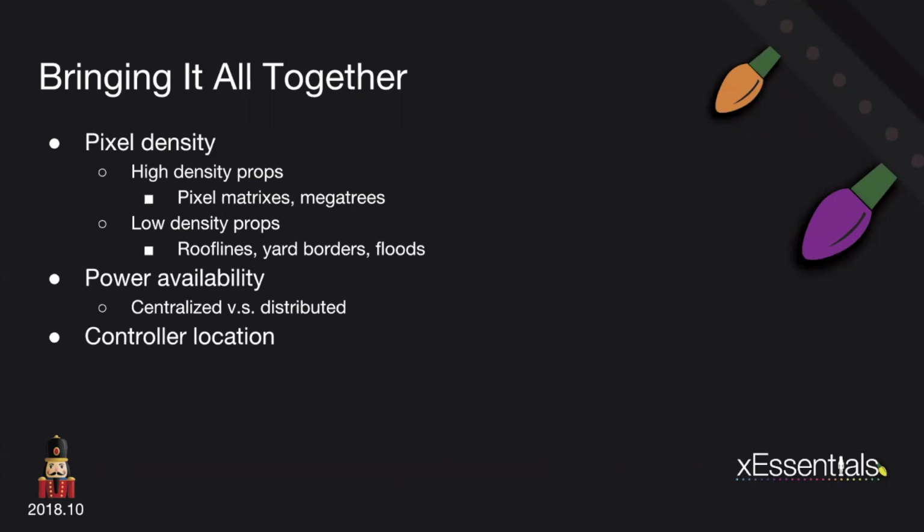Likewise, controller location. Does it make sense to have it more distributed? Do you want to have individual controllers for your collection of kit out in your display? Or do you want to home run it or locate things more centrally? And the size of the controller that you get, or sizes of the controllers that you get, can help determine that.